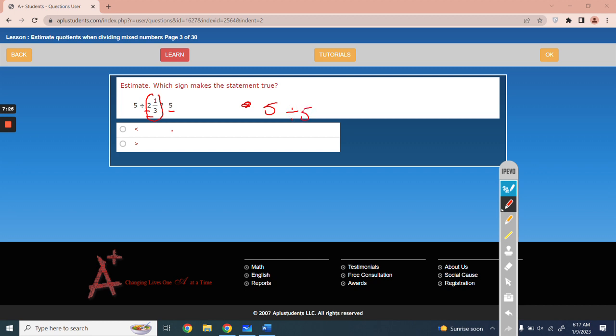Now you have to divide it by 5. 5 divided by 5 is 1. You have to compare this number to 5. So is 1 greater than 5 or less than 5? 1 is less than 5. So option number 1 is the correct option.